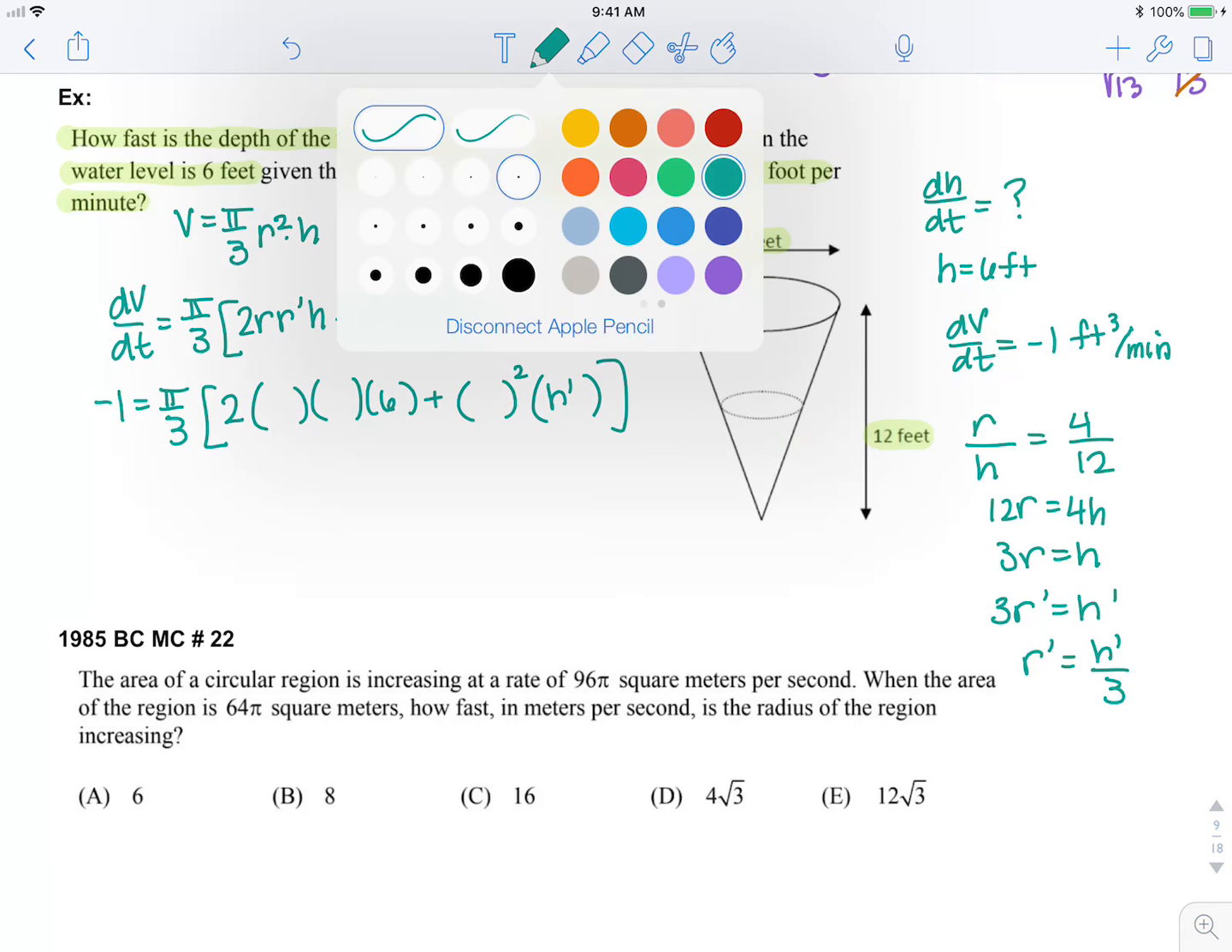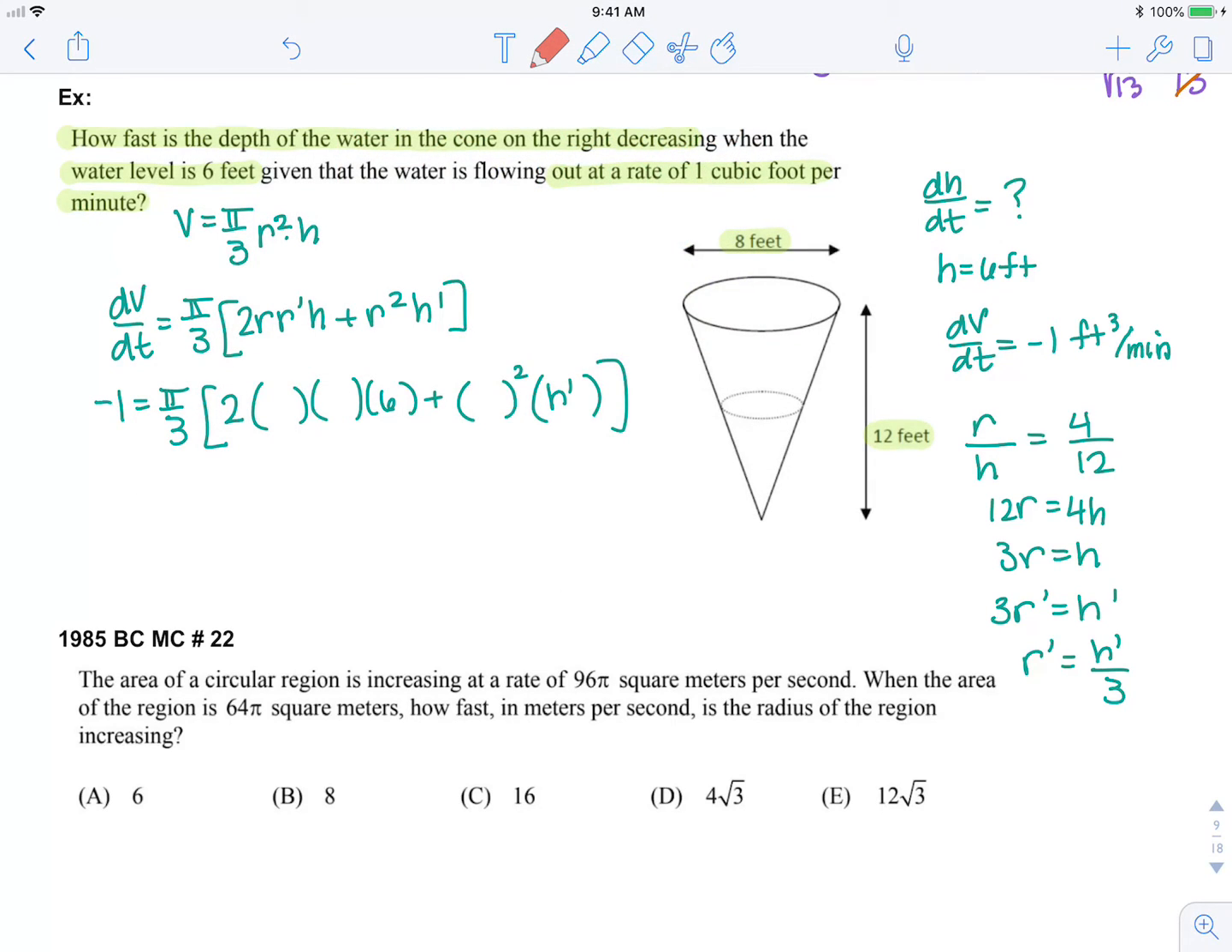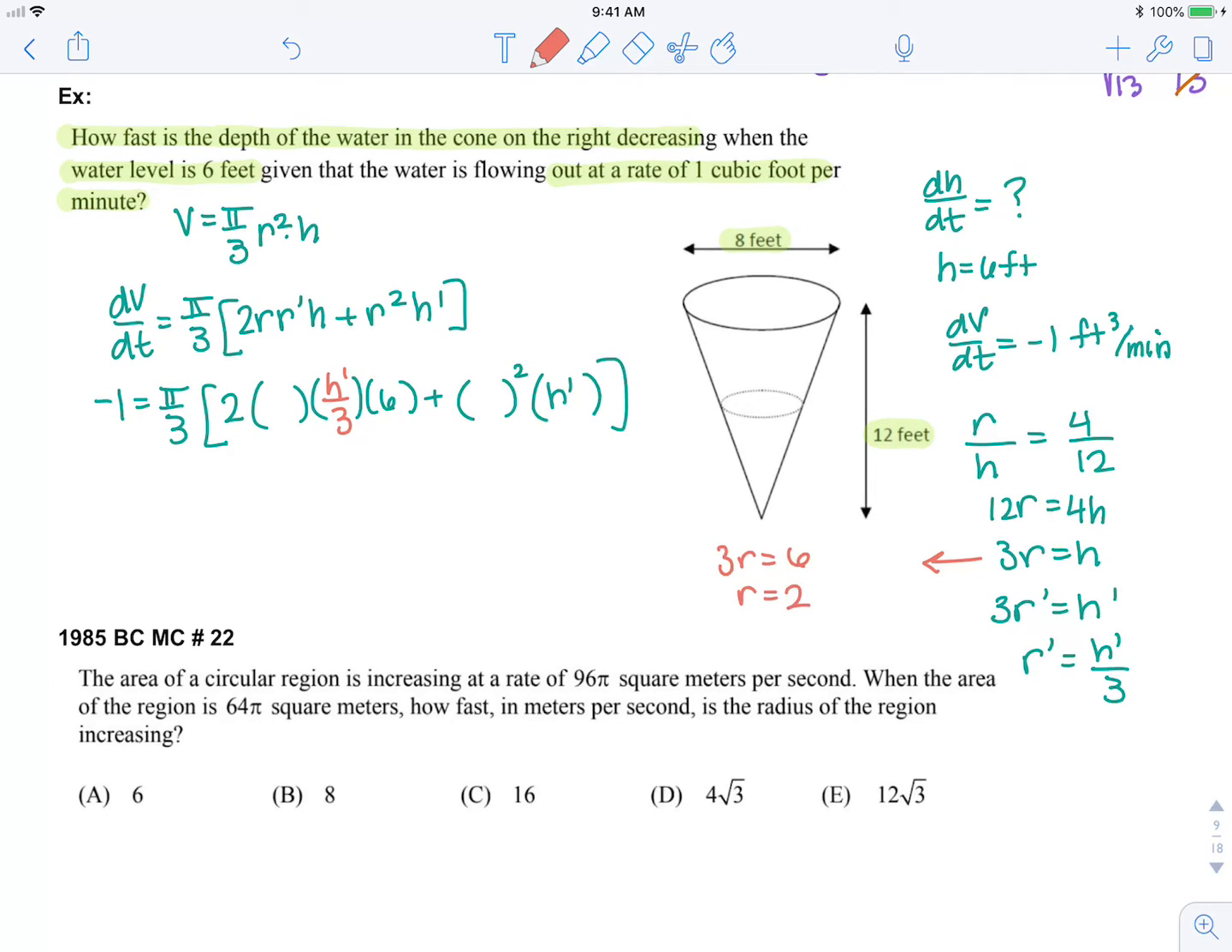So what we can do here is instead of r prime, we plug in h prime over 3 because ultimately what we're looking for is h prime. So now we can use this connection here to solve for the radius. 3r equals 6, so r equals 2. So wherever there's a radius, we plug in 2. So now we see we have a formula all set up in terms of h prime, which is ultimately what we're looking for. So now we just need to solve this for h prime.